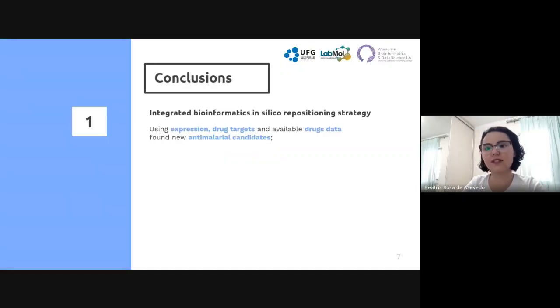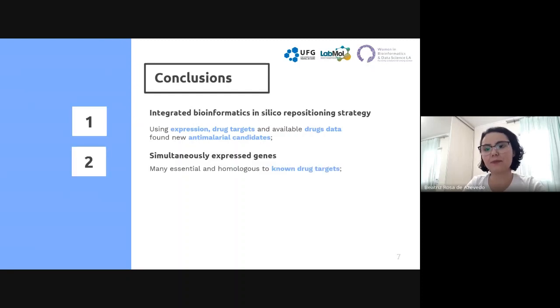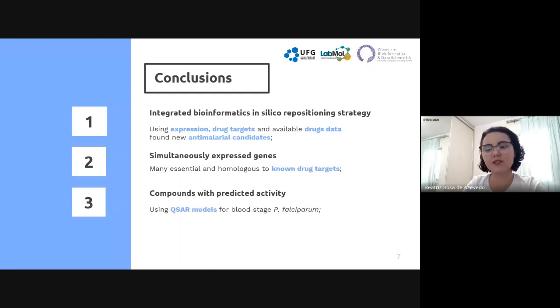In conclusion, this study used expression, drug targets, and available drugs data to make an integrated bioinformatics in silico repositioning strategy and found new antimalarial candidates. It was possible to find simultaneously expressed genes in various malaria stages, among them many essential and homologous to known drug targets. Associated with these targets were many drugs and a considerable number of similar compounds. At last, QSAR models predicted some of these drugs and similar compounds as active in blood stage malaria.